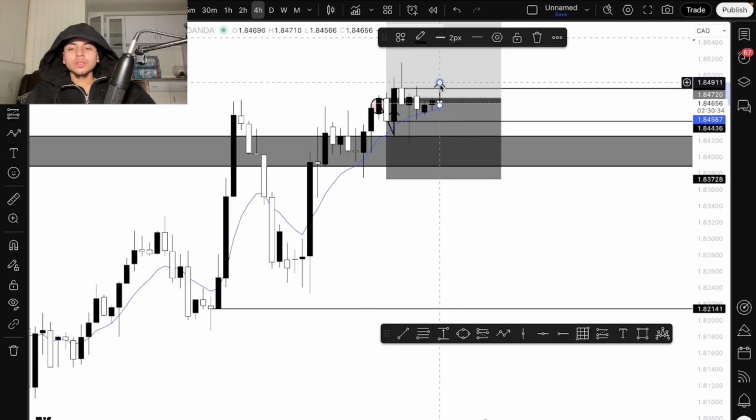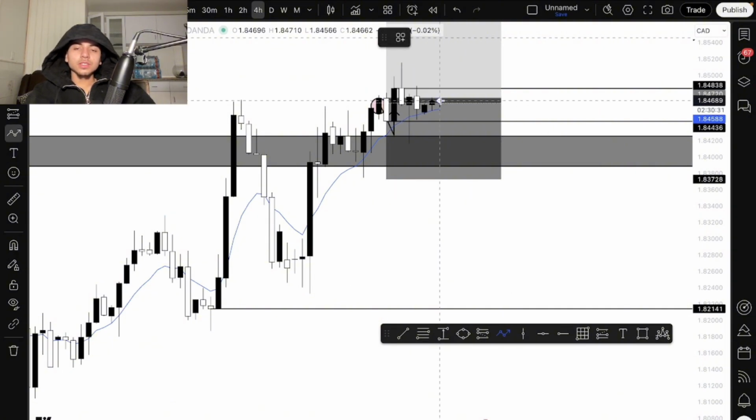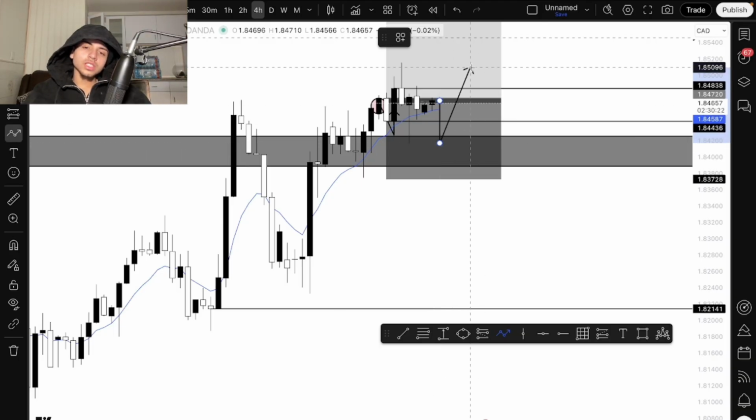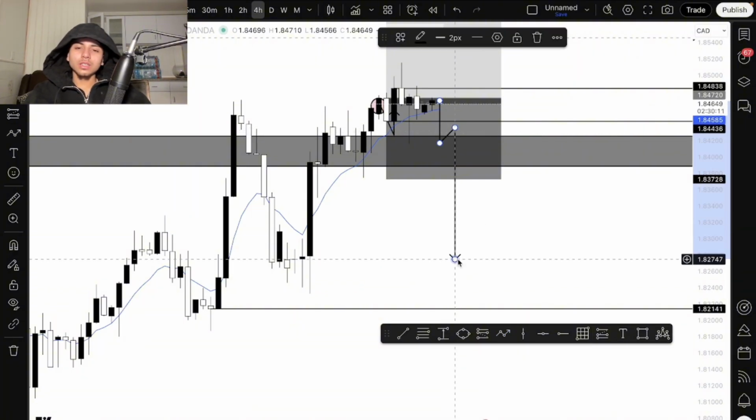But if something else happens, in this case if this market comes all the way down here to my area of interest, it's either gonna retest this area of interest and go to the upside, or it's gonna retest it and then make that a fake out or something, and then just go all the way down.